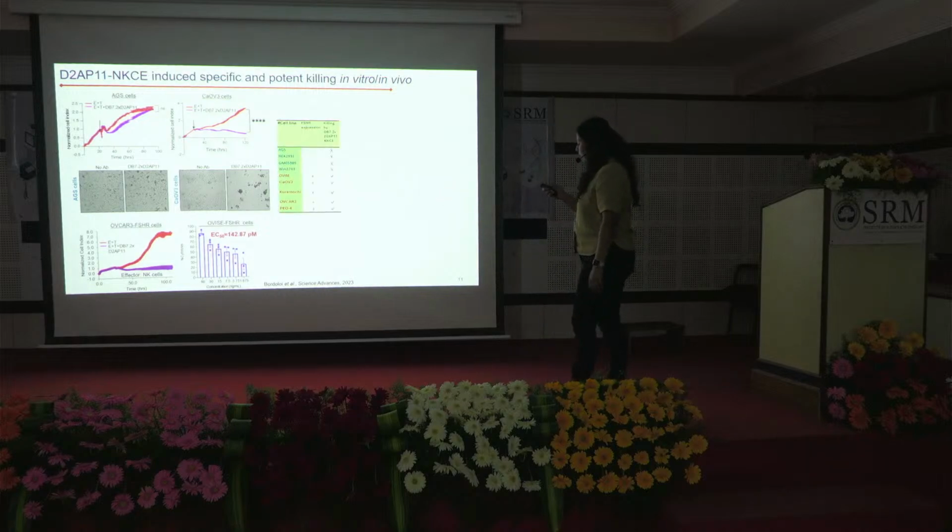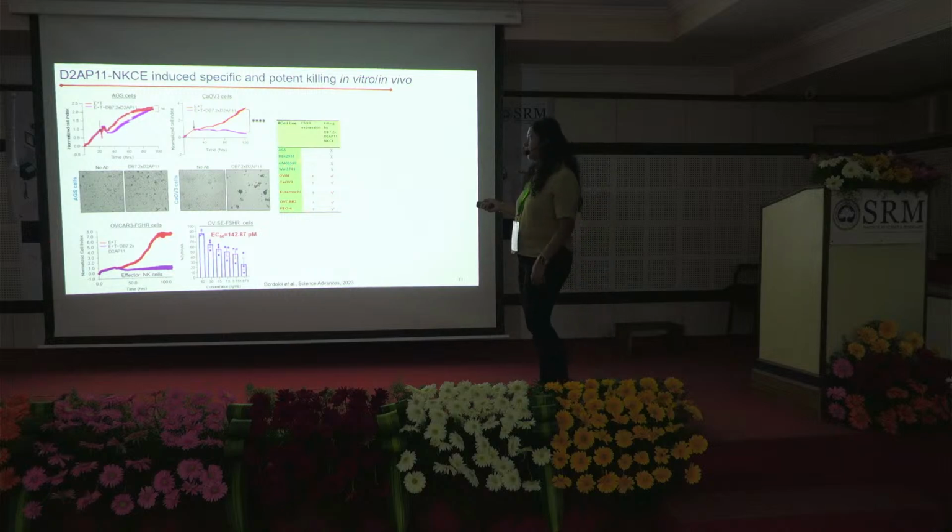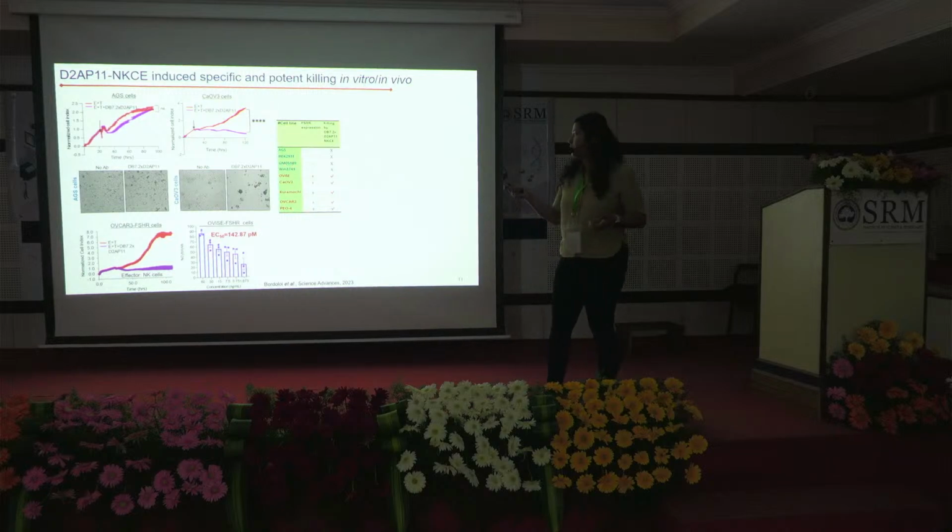And then, as I said, we have checked in a lot of different negative cell lines which do not express FSHR. And as expected, or as desired, we did not get any killing in those. But when we checked in different FSHR expressing ovarian cancer cells, there was significant killing in those. I'm not showing all the data, of course, in the interest of time.